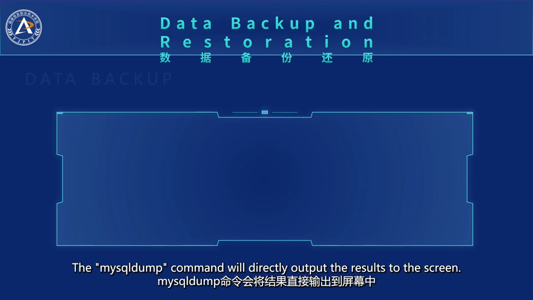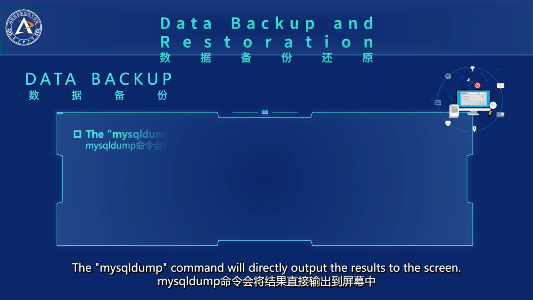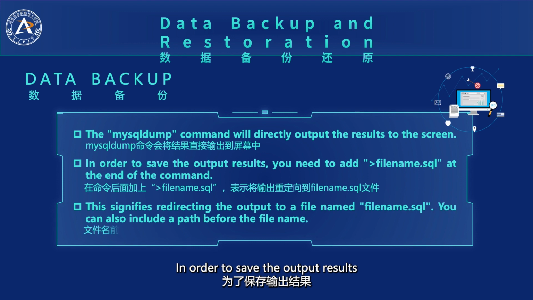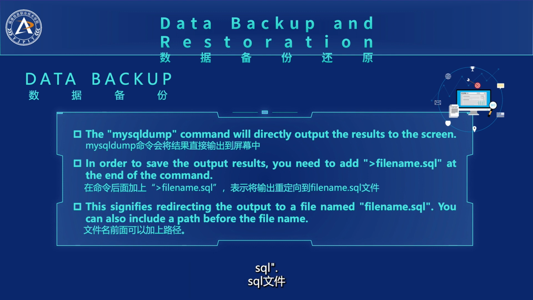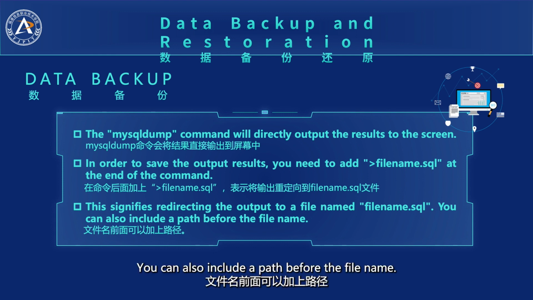The mysqldump command will directly output the results to the screen. In order to save the output results, you need to add greater than filename.sql at the end of the command. This signifies redirecting the output to a file named filename.sql. You can also include a path before the file name.